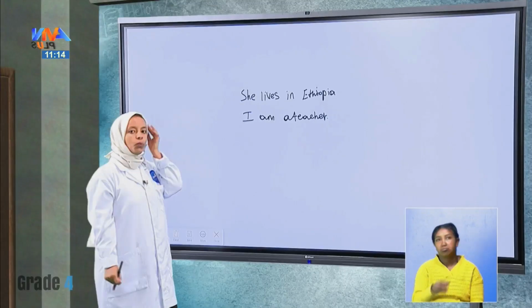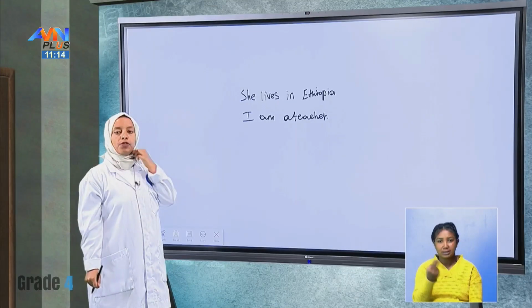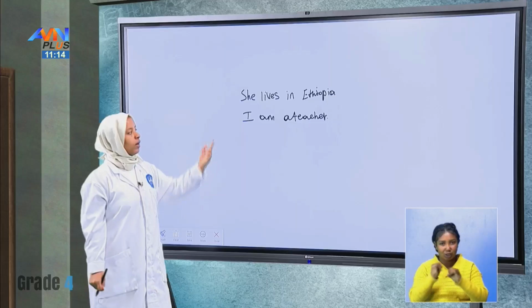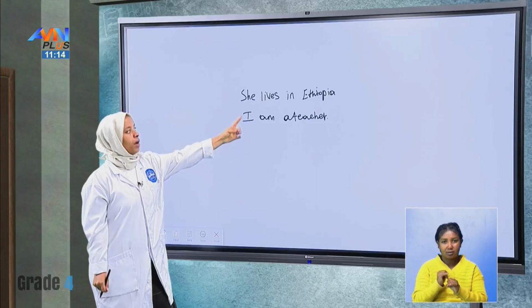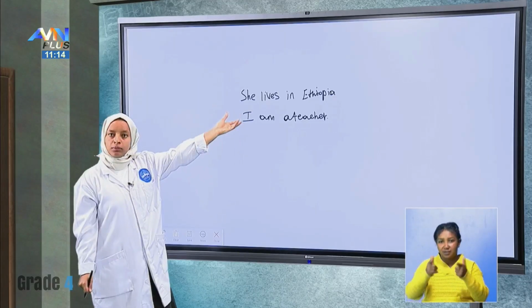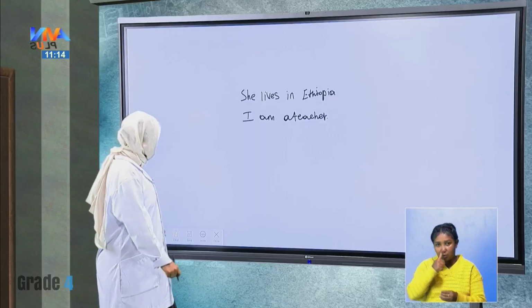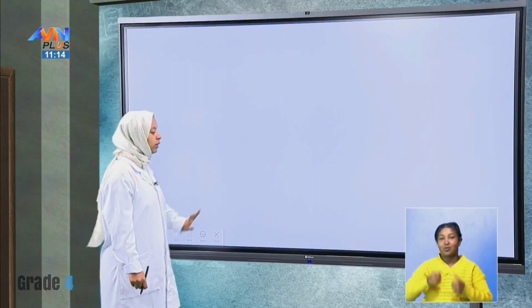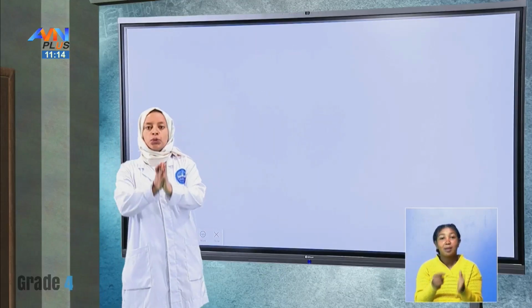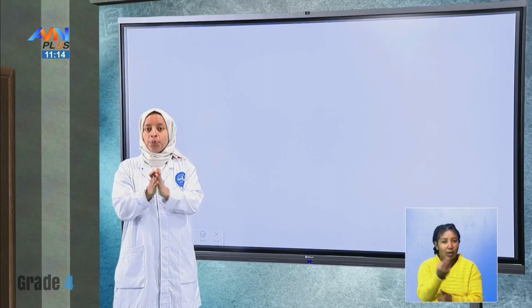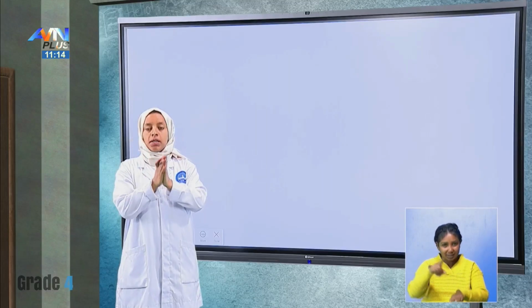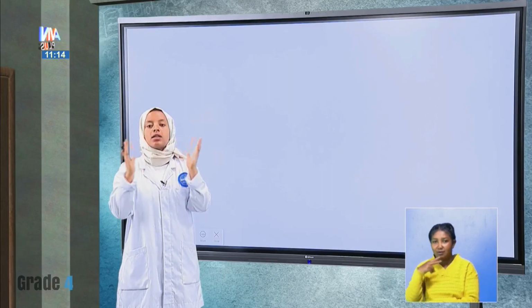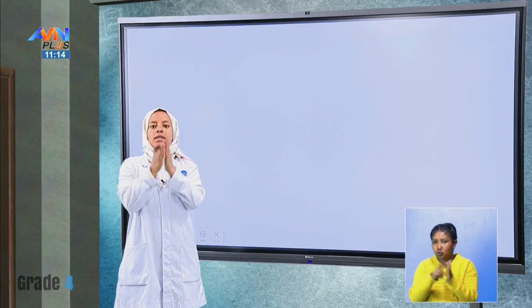And also, we can use it for information, like this. I am a teacher. She lives in where? Ethiopia. Bravo, students. Students, let us continue and let me show you how we can use simple present tense and verbs. It has a rule and we will discuss that.